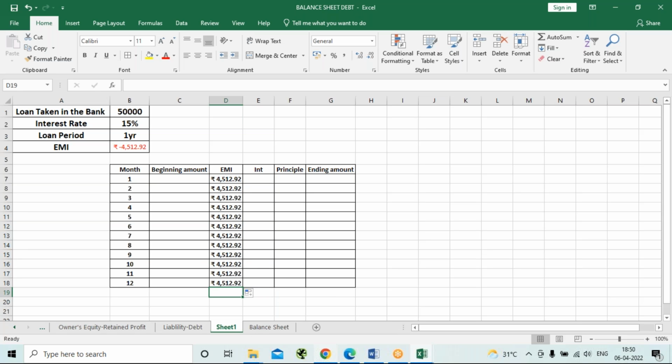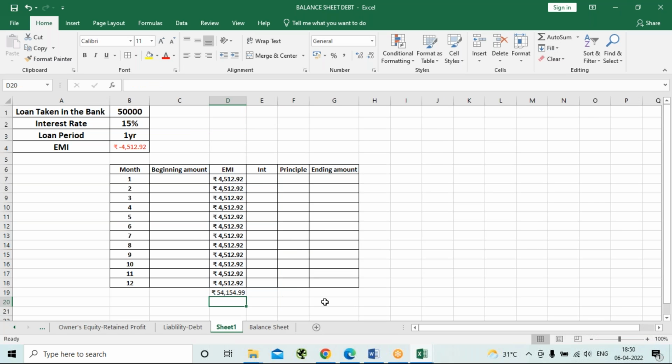So can we just check it out? What is the total value? See, you are going to pay 54,155 rupees. Extra, you are going to pay 4,155 rupees based on 15% for 1 year. And this EMI will include interest plus principal amount. So how do we calculate this? What is the beginning amount over here?